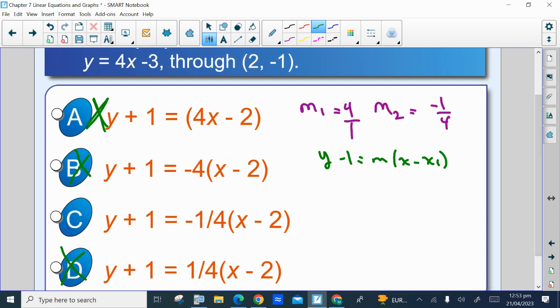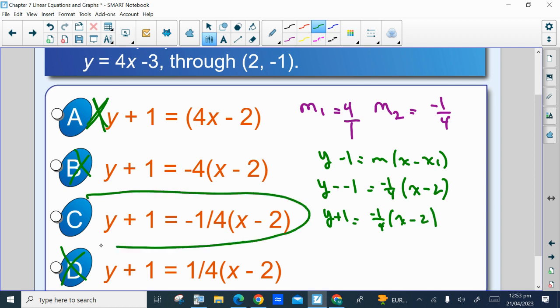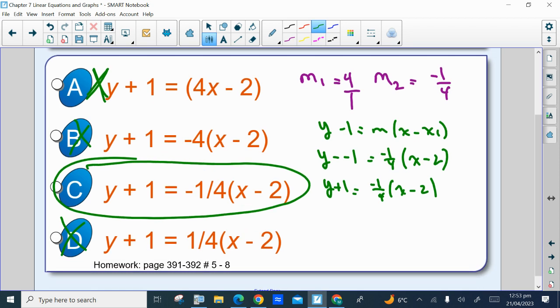It goes through the point 2, negative 1, so y1 is negative 1, and that equals negative 1/4 bracket x minus x1, which is 2. Again, the minus minus becomes a plus positive. On the right side, you'll have negative 1/4 bracket x minus 2. So there we go. We just confirmed that that is the correct equation.